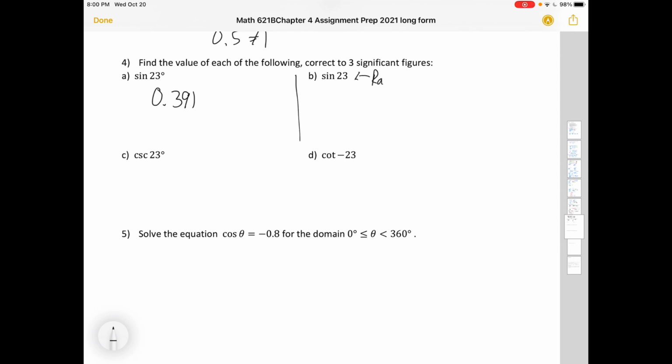B, sine of 23, haha, no degree sign. So this one is in radians. Again, you'll just plug it in and you'll get negative 0.846. I feel like these questions are gifts, but often they get botched because people are not paying attention to whether we're in radians or degrees.